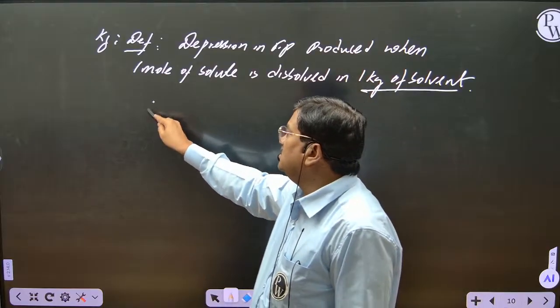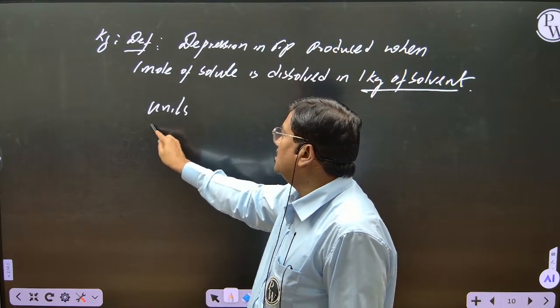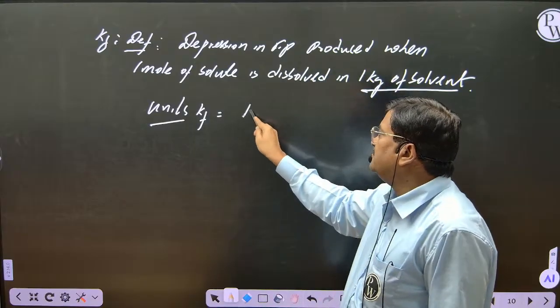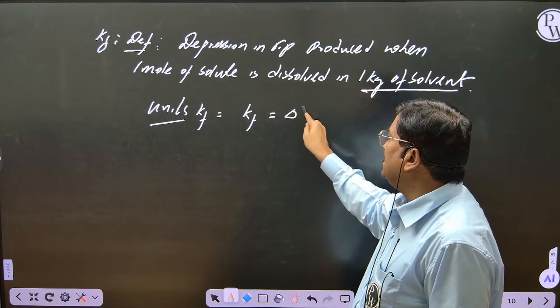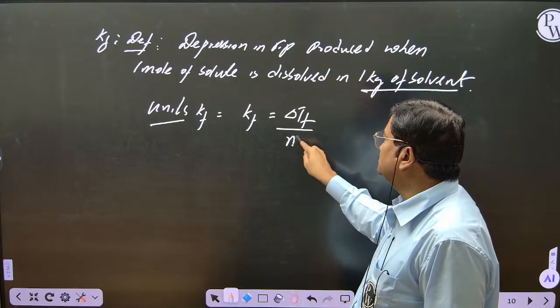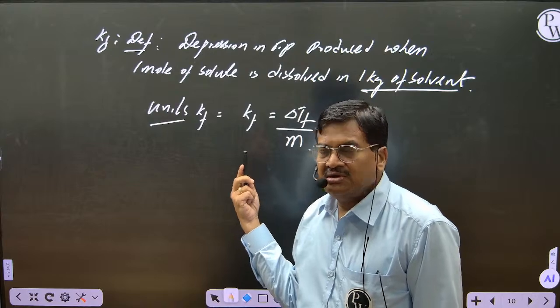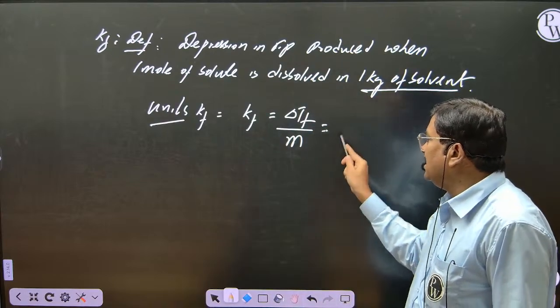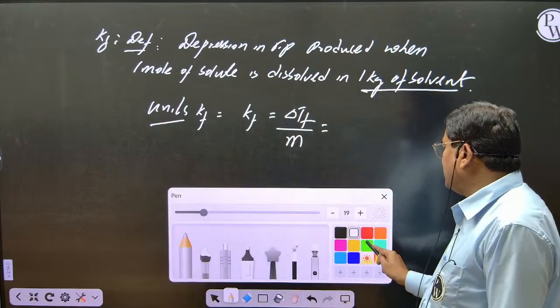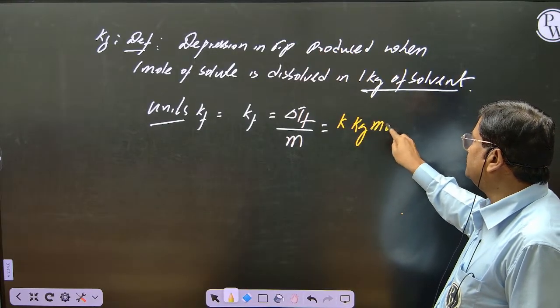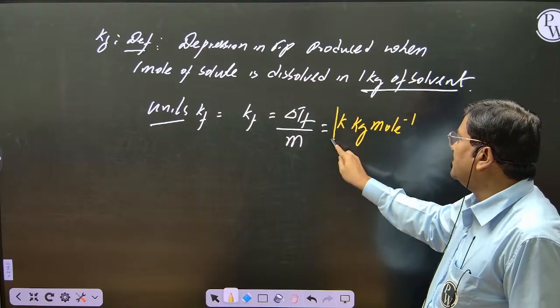Then what units will Kf have? Kf is equal to del Tf by m, no? Same as previously we wrote del Tb by m. Now what will be the unit? Kelvin, same as the unit of Kb, Kelvin kg per mole. This will be the unit of Kf.